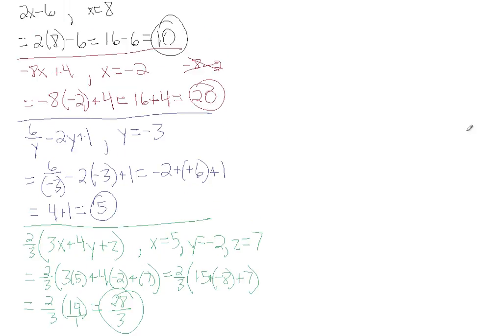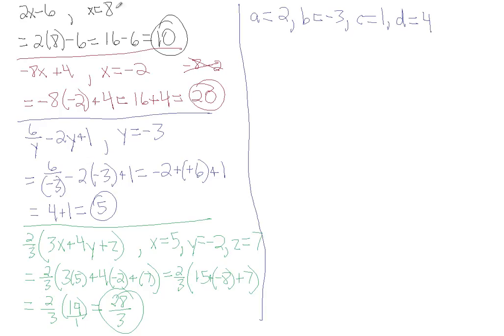Okay? Now let's take a look. Let's say that we have the following values for the variables a, b, c, and d. a equals 2. Let's say b equals negative 3, c equals 1, and d equals 4. Now, we're going to find out the value of the following expressions given the value of these variables.